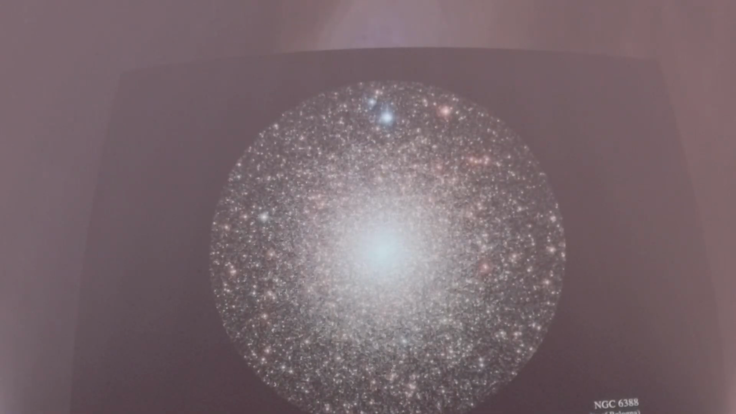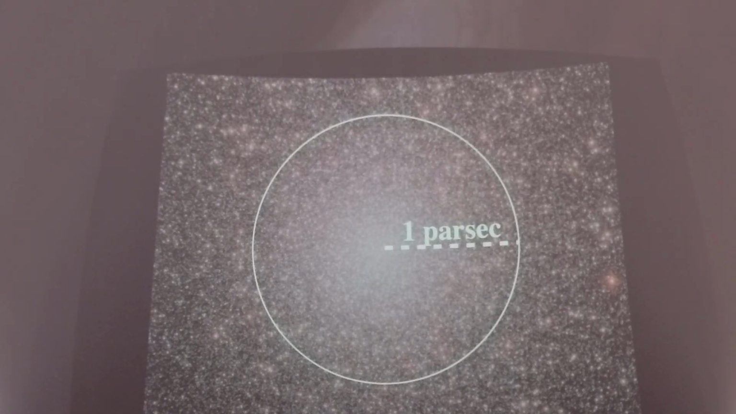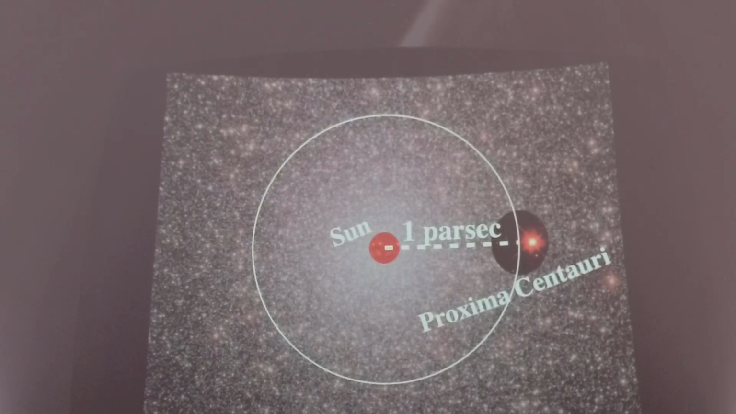To give an idea of how dense these clusters are, let's zoom in on the center, what we call the core of the globular cluster. The typical size of one of these globular cluster cores is about a parsec in radius. For reference, 1 parsec is roughly the distance between the sun and our closest stellar neighbor, Proxima Centauri. So just for fun, imagine the sun was at the center of a globular cluster, which it very much is not, as we'll talk about later. Proxima Centauri would be right around here.